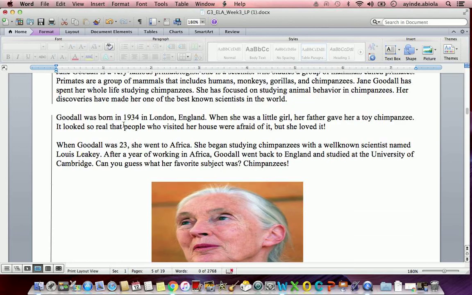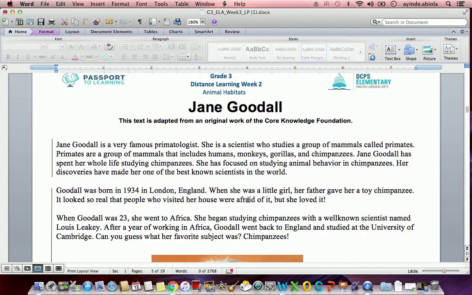Goodall was born in 1934 in London, England. When she was a little girl, her father gave her a toy chimpanzee. It looked so real that people who visited our house were afraid of it, but she loved it. When Goodall was 23, she went to Africa. She began studying chimpanzees with a well-known scientist named Louis Leakey. After a year of working in Africa, Goodall went back to England and studied at the University of Cambridge. Can you guess what her favorite subject was? Chimpanzees.